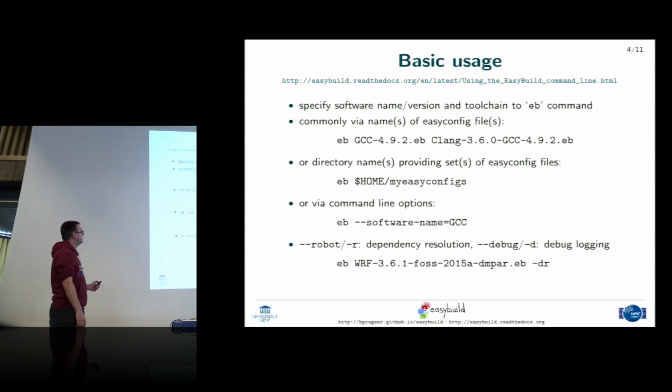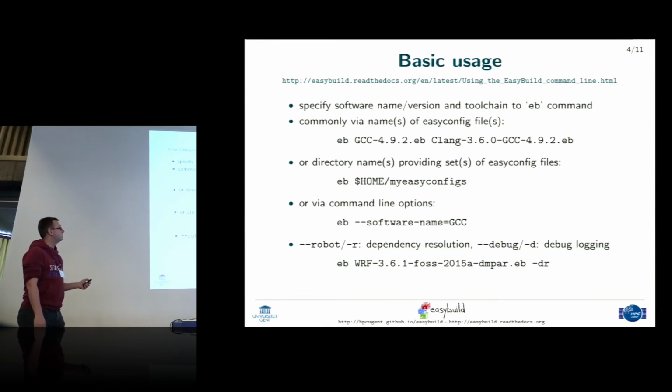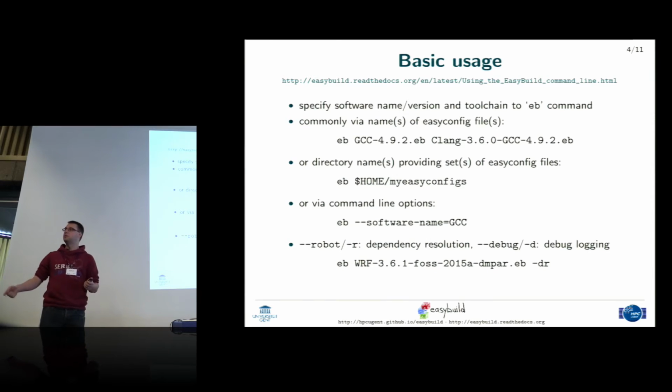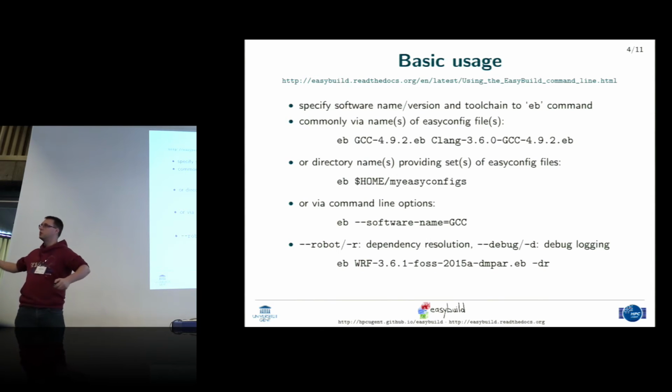So basic usage, you use the eb command. You list one or more easyconfig files that it should install. So these will tell EasyBuild to build GCC version 4.9.2 or build Clang on top of GCC 4.9.2. You can also give it a directory and it will just pick up all the easyconfig files in the directory, so you don't have to list them all on the command line. You can also just use command line options. So in this case, it will install the latest version of GCC it knows about because you're not specifying a version.